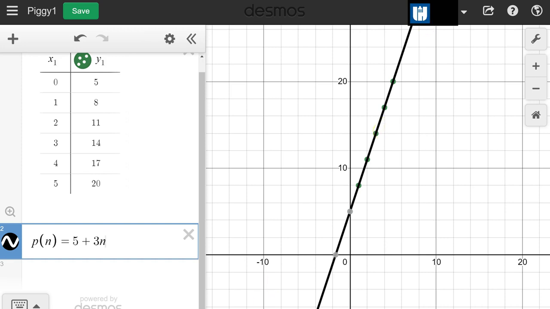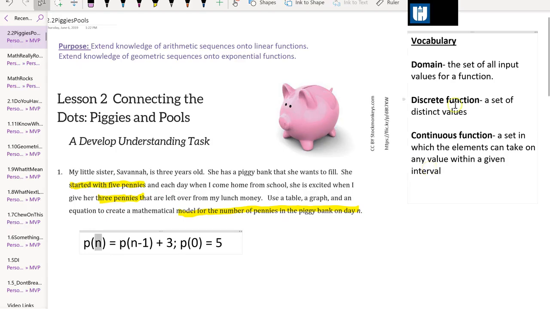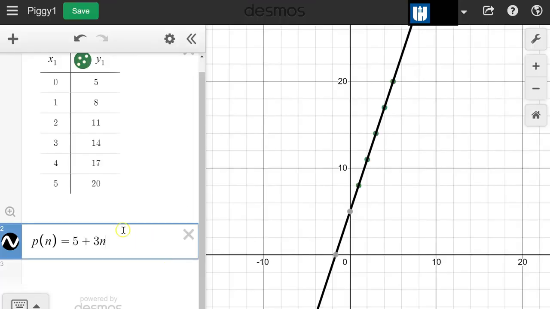And so now we want to talk about the two other vocabulary terms, which are discrete function versus continuous function. So the set of points that I've plotted represent a discrete function. They're not connected because, as you can see, there are gaps between the dots, whereas this right here represents a continuous function. And so the question is, which makes more sense in this scenario? And the discrete function really makes more sense in this scenario.